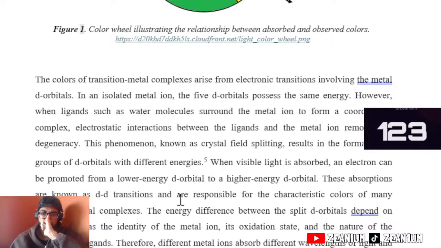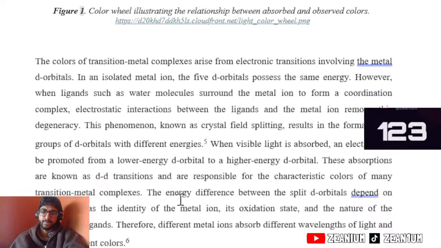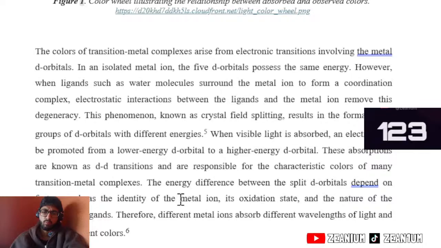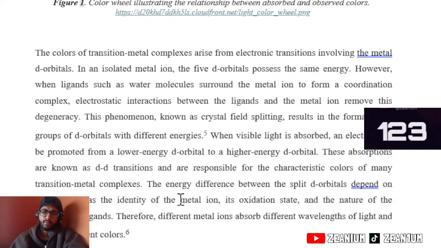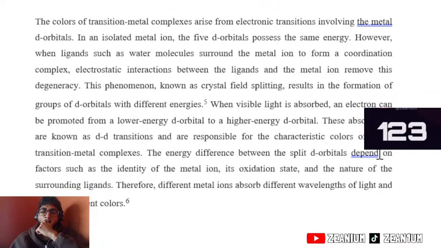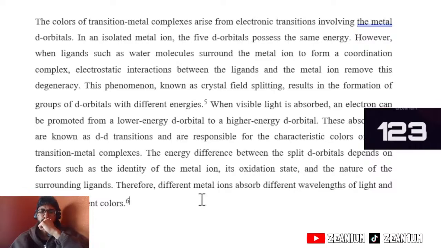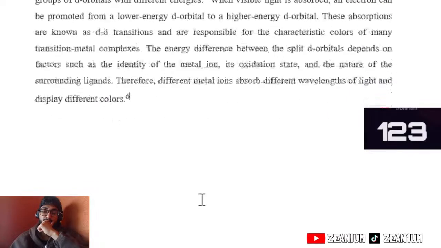This phenomenon is known as crystal field splitting, and results in the formation of a group of d orbitals with different energies. When visible light is absorbed, an electron is promoted. Therefore, different metal ions absorb different wavelengths of light and display different colors.